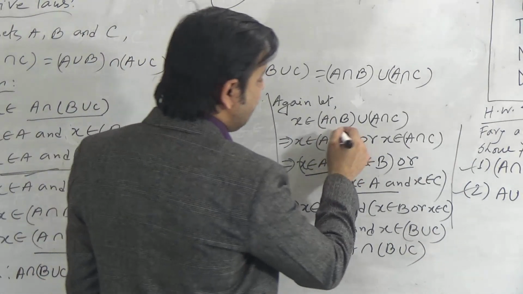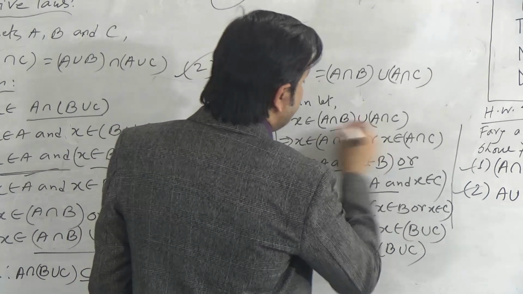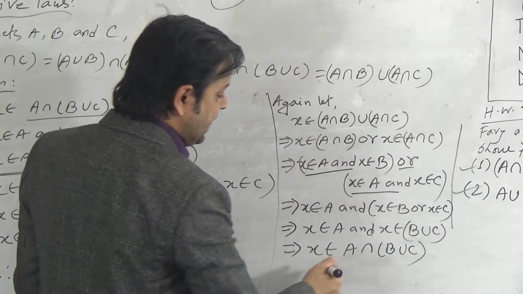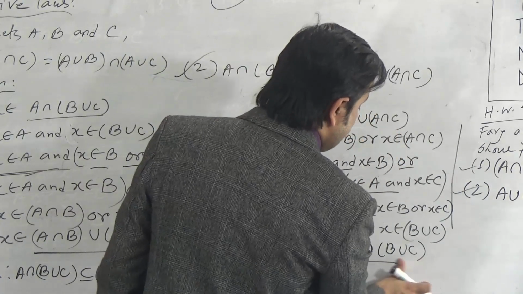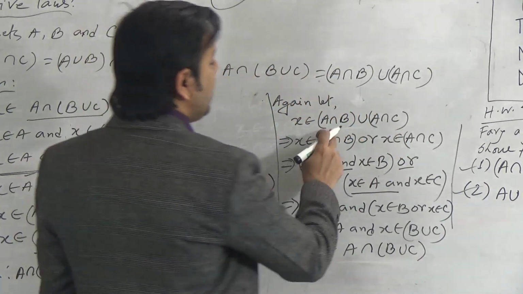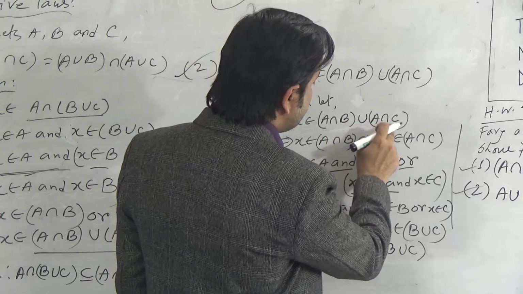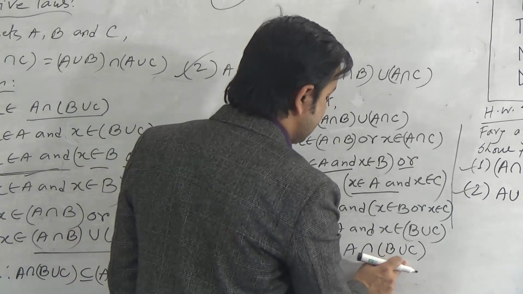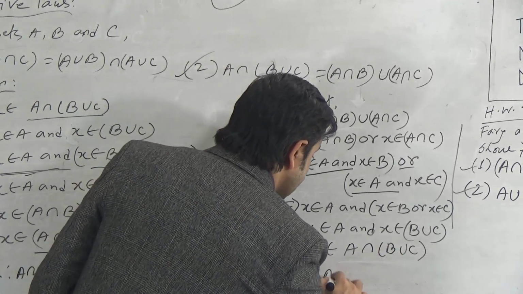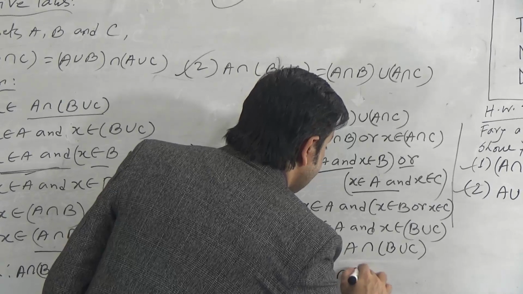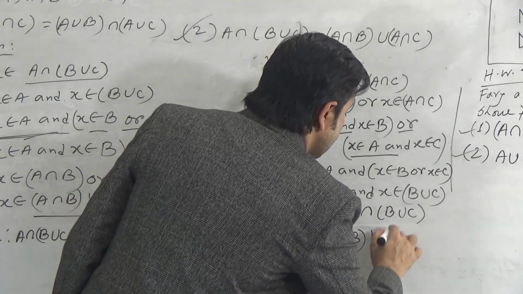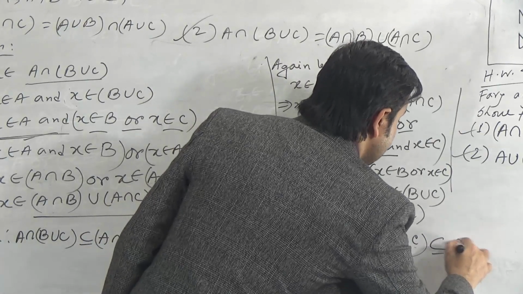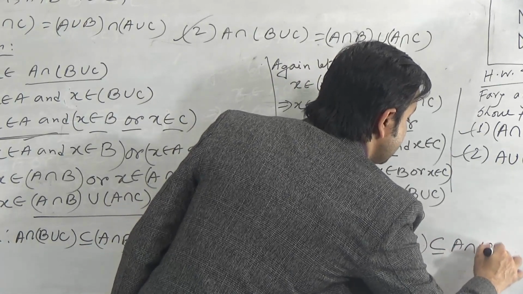What does it mean? It means that every element of (A intersection B) union (A intersection C) is contained in A intersection (B union C). So (A intersection B) union (A intersection C) is a subset of A intersection (B union C). So we can write here (A intersection B) union (A intersection C) is a subset of A intersection (B union C).